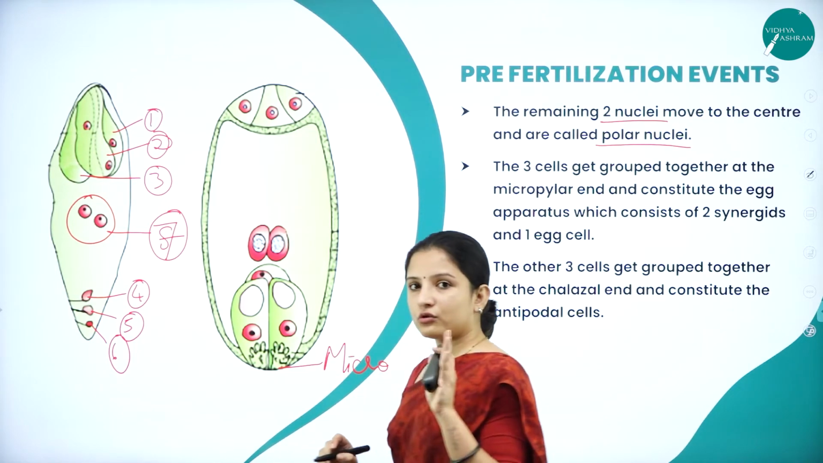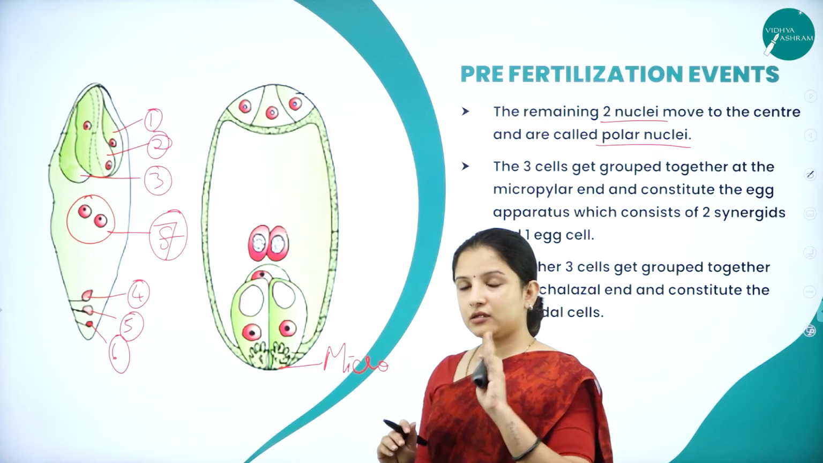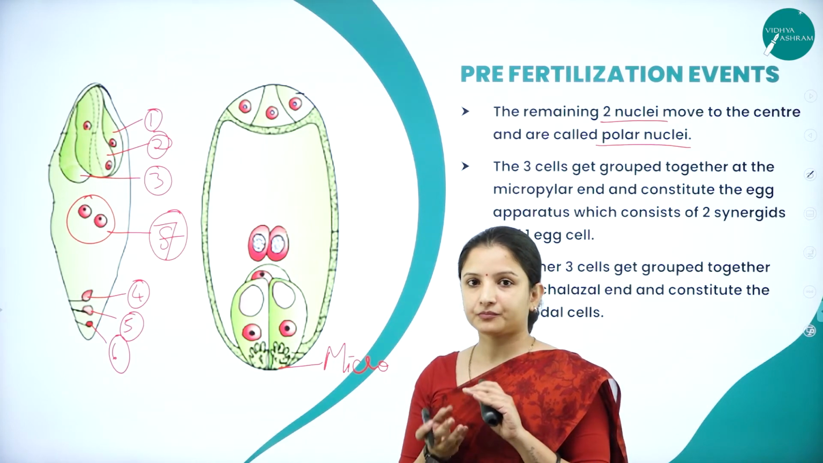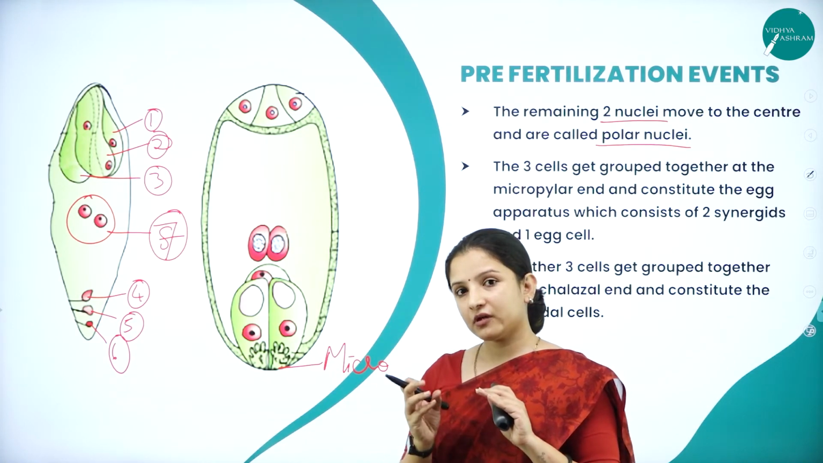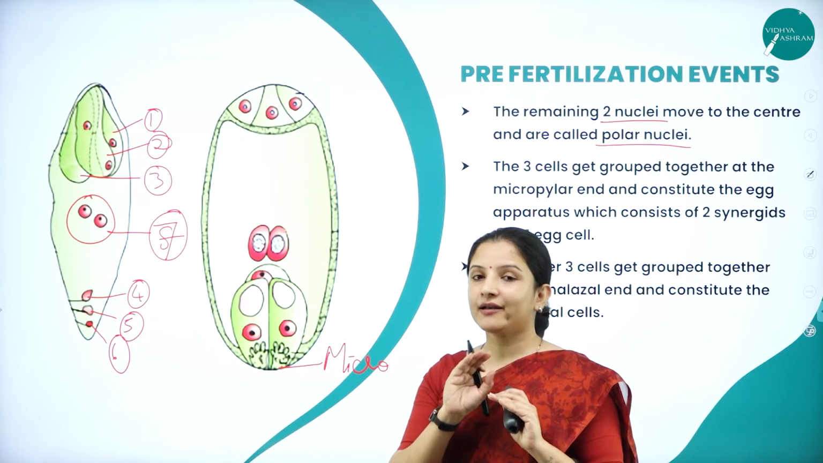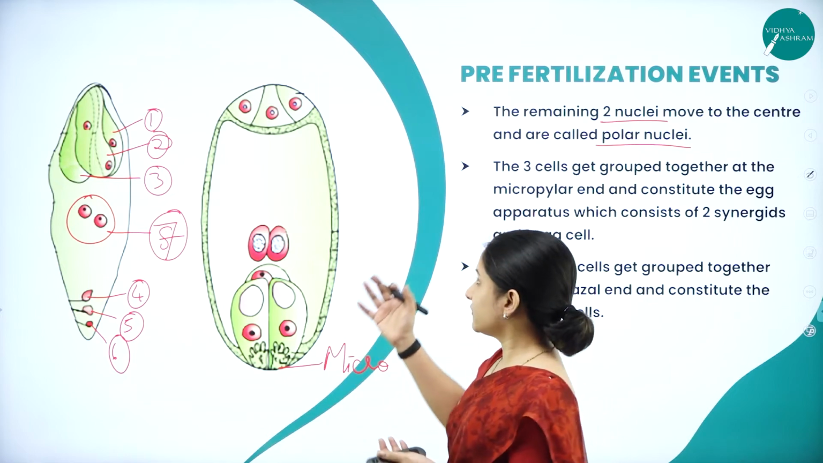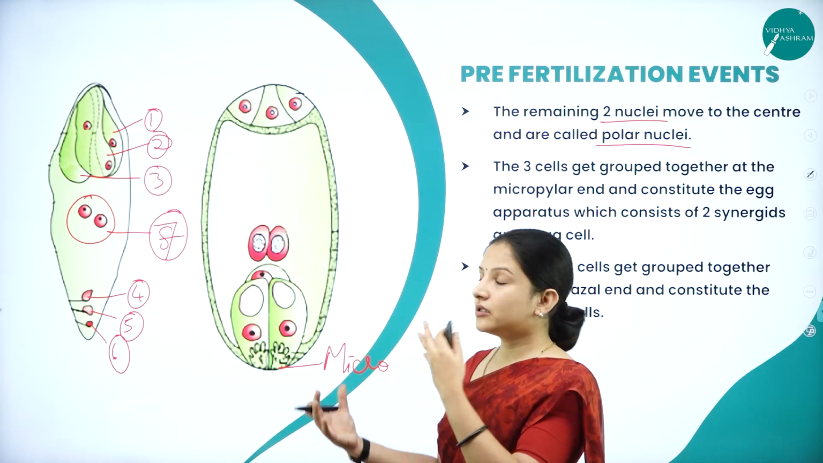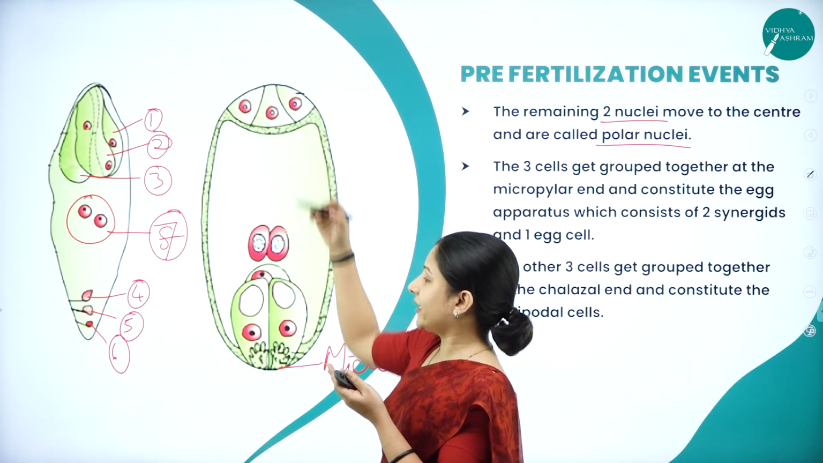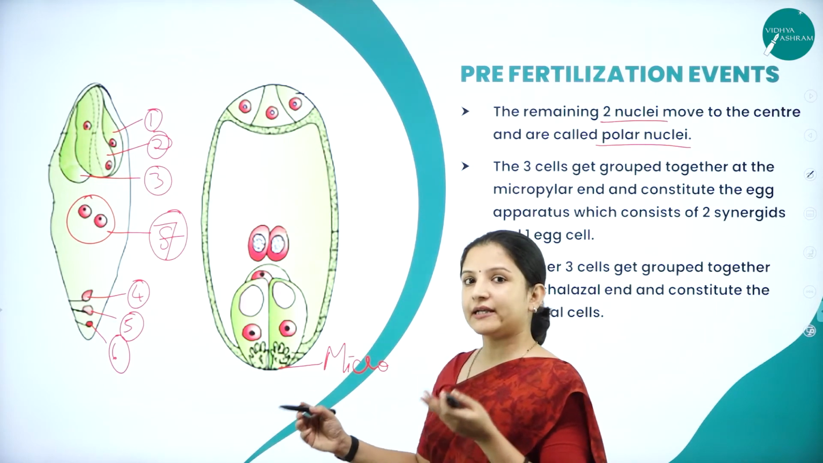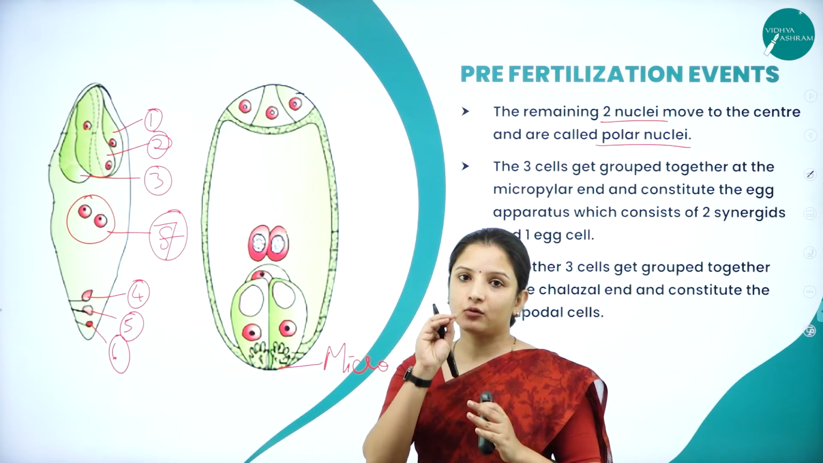Always remember, don't get confused. When you look at an ovule under the microscope, whichever region you find an opening, that will be the micropylar end. Though it is inverted, or sometimes the diagrams may look like the micropylar end is towards this side, or sometimes towards this side, it always depends on where the opening is.